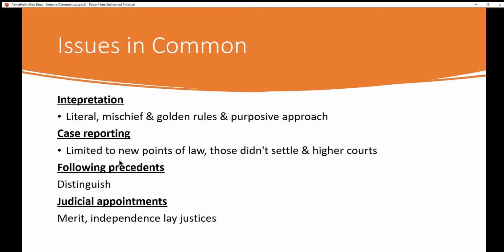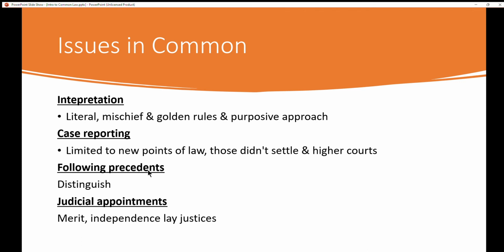And we have following precedent, so we can distinguish, right? We can decide to follow or not to follow the case also. Sometimes we say you have different facts, so I want to distinguish. I can overrule the law. If the previous law is wrong, I can overrule it also. So this depends on the judges.